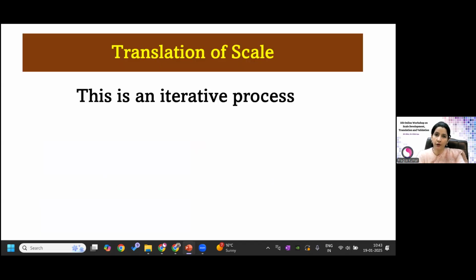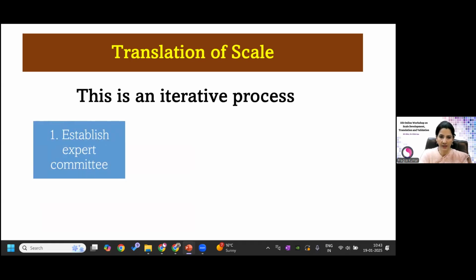Translation of a scale is again an iterative process. What do I mean by iterative? It is not done in a single step. You do a translation, you discuss it, then you have a second translated version, then a third translated version. In 3, 4, 5 steps, you get a final translated version of the scale.